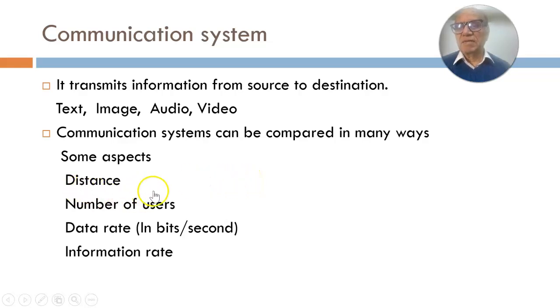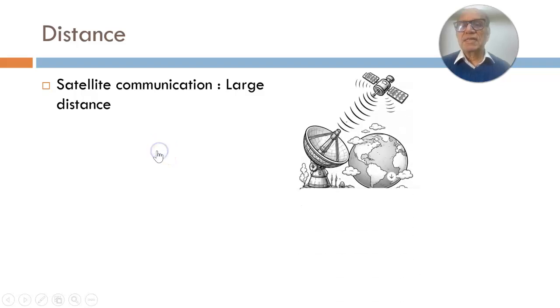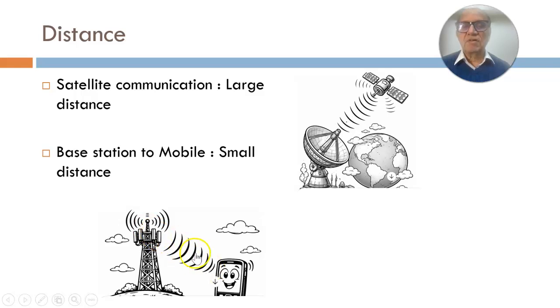Let us look at some examples of communication systems where distances are different. For example, if you consider a satellite communication, it is capable of sending signal over a vast distance. On the other hand, if you consider the signal which is transmitted from base station to mobile, then the distance is quite small. This may be of the order of a kilometer or a few kilometers at the most. So this gives you a couple of examples where the distances which the communication systems use are different.